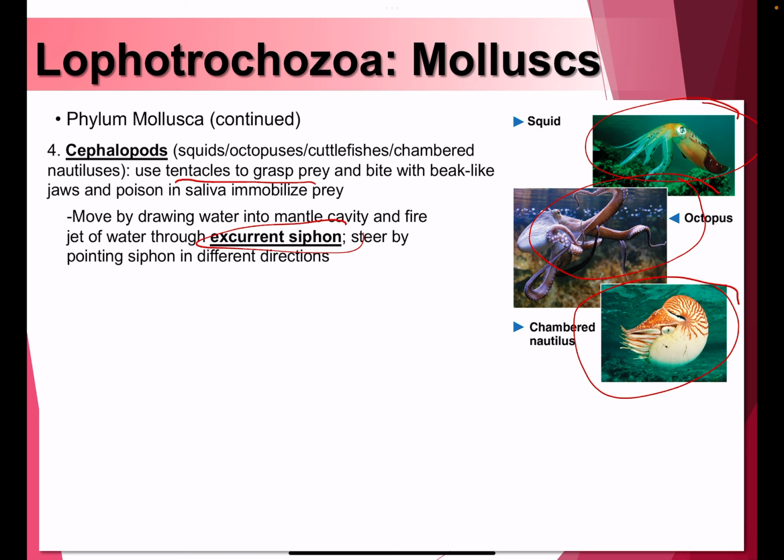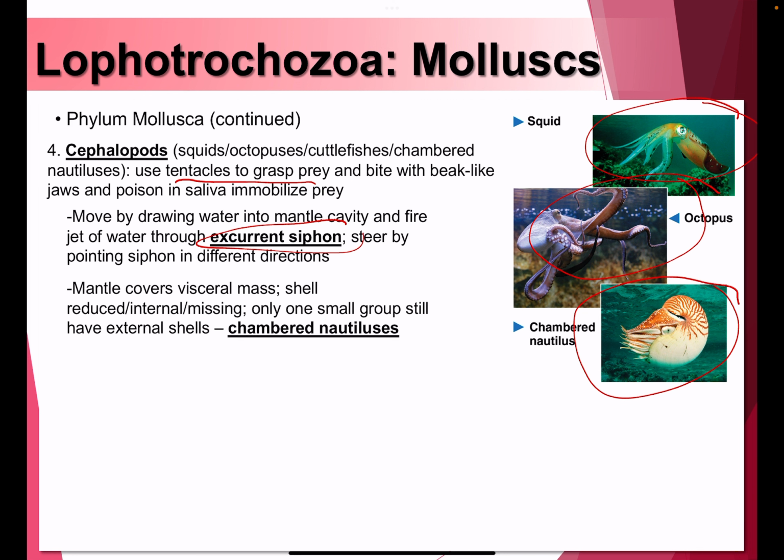So that's why, if we compare cephalopods to the other mollusca species, they actually move a lot faster, and they are able to steer which way they want to go really quickly by pointing the siphon in different directions, kind of like a speedboat, if you imagine it that way. A speedboat has an engine in the back that pumps water out so that the boat is propelled forward. Same thing here for octopuses and squids: they expel that water, which propels their body very quickly forward, and then they can change directions whichever way they want to go.